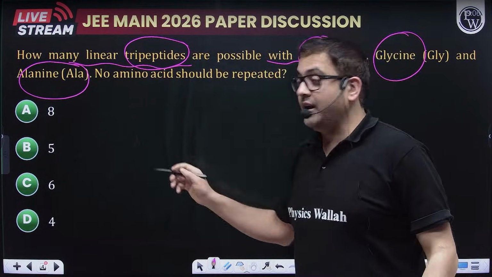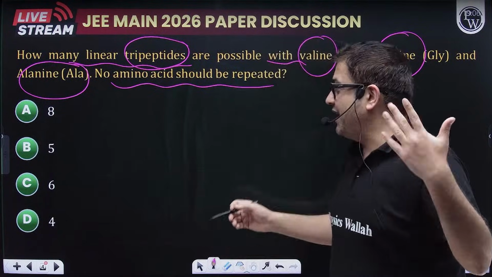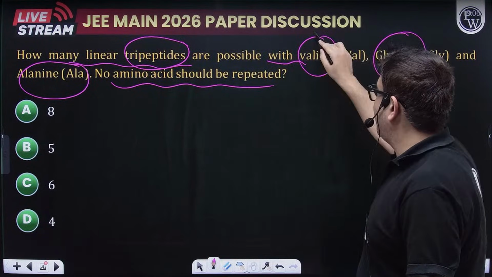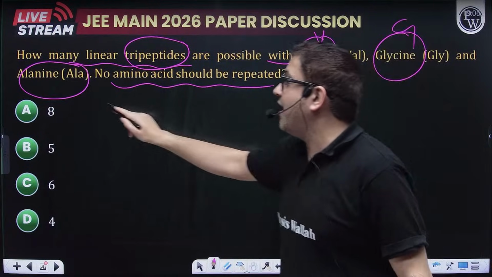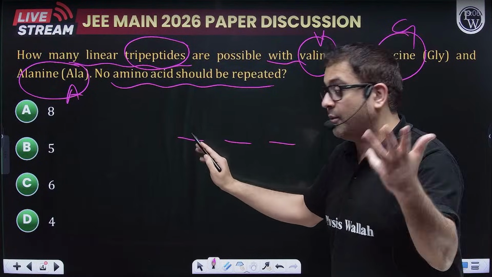Let us see. Now it is saying no amino acid should be repeated, so the answer is factorial 3. But yes, obviously, for those who do not know mathematics, again I'm saying I'm having V, I'm having G, I'm having A. How many places do I have to fill? 3. For the first place, how many options do I have?